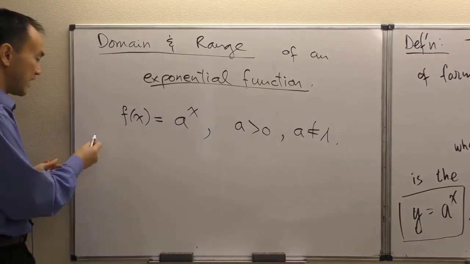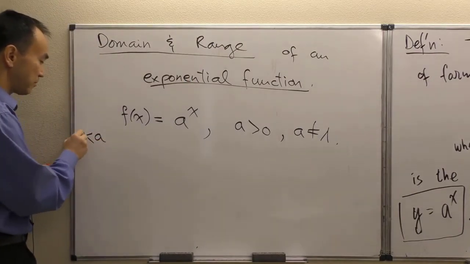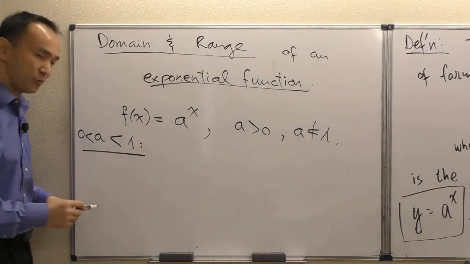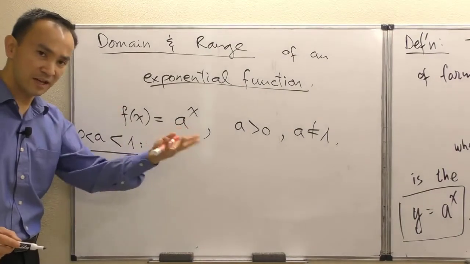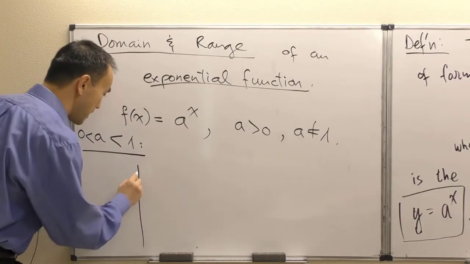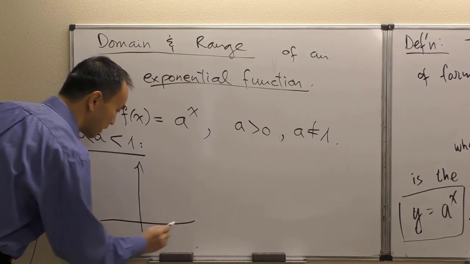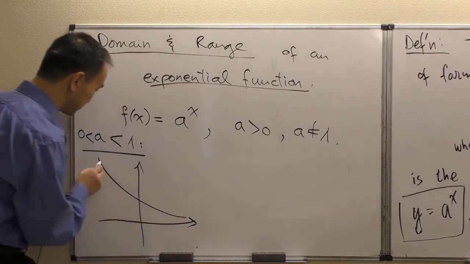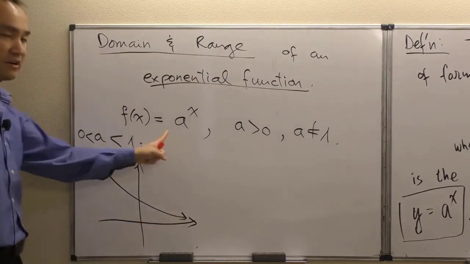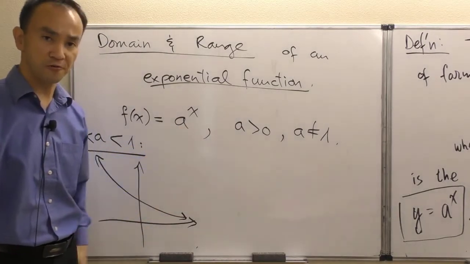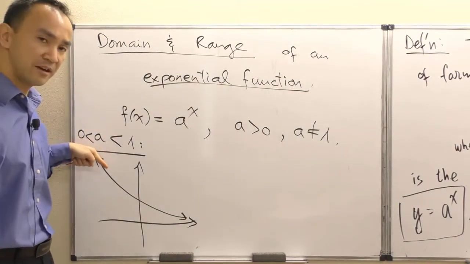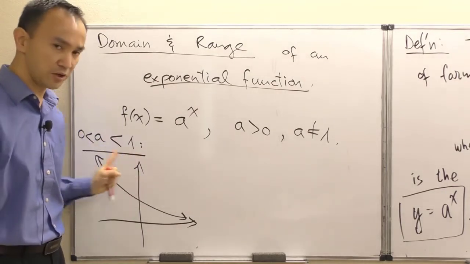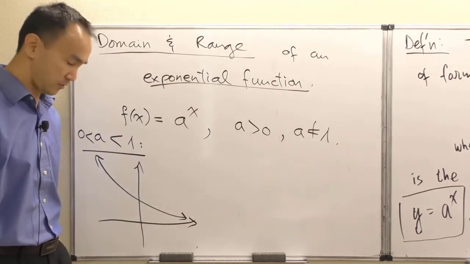Now we are looking at the case where a is a positive value, of course, but less than 1. Let's see what's happening for that case. We already learned from our lesson earlier that when the base is a value less than 1, but still positive, the graph would be going this way. I'm still looking at the graph of a simple exponential function. The curve goes one way, falling from the left to the right. Okay, so that's the shape.